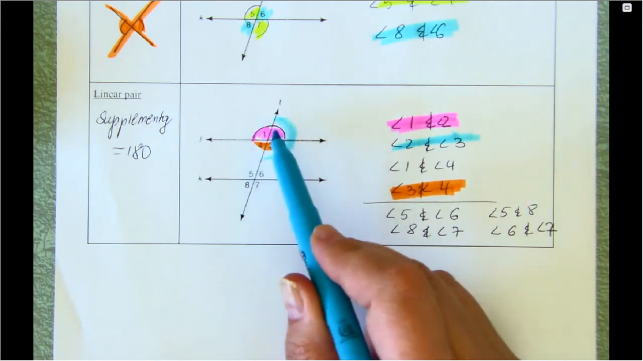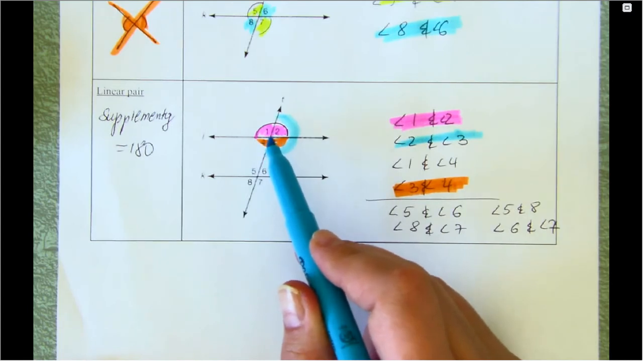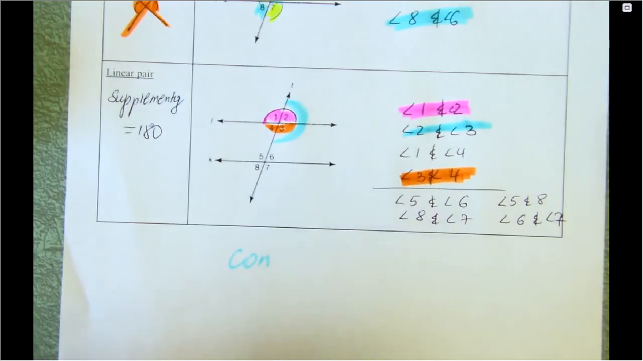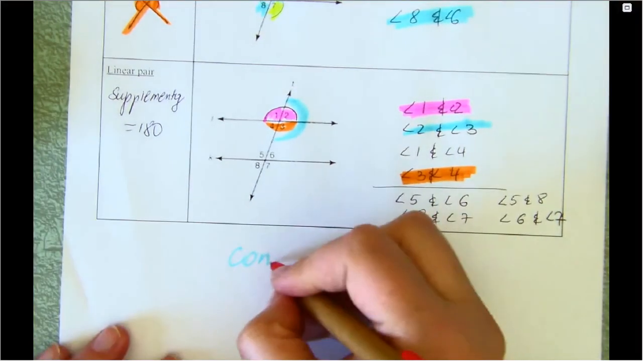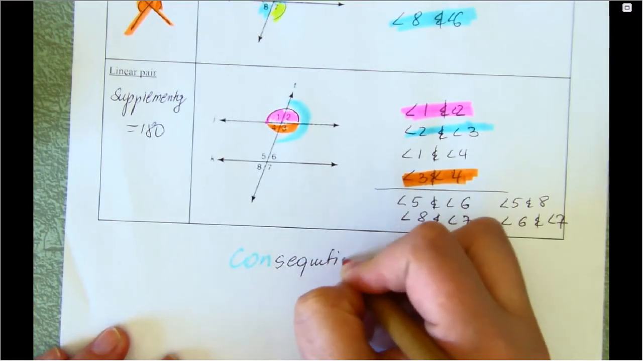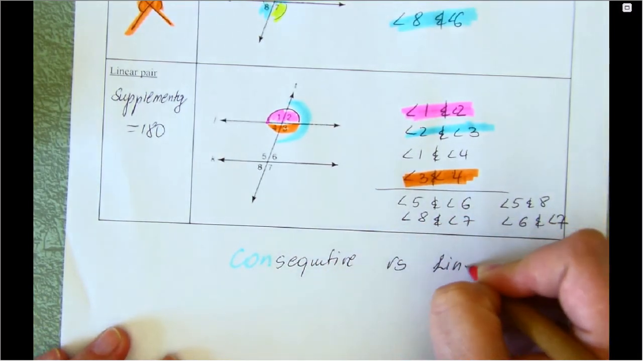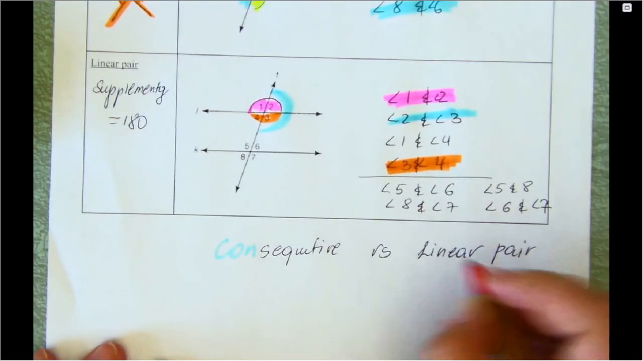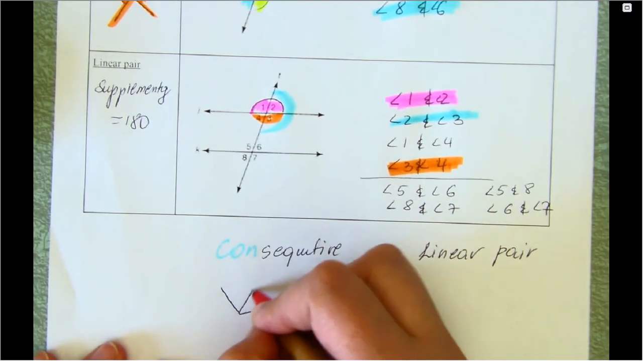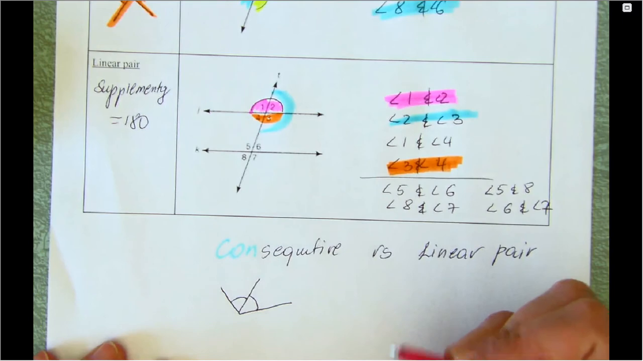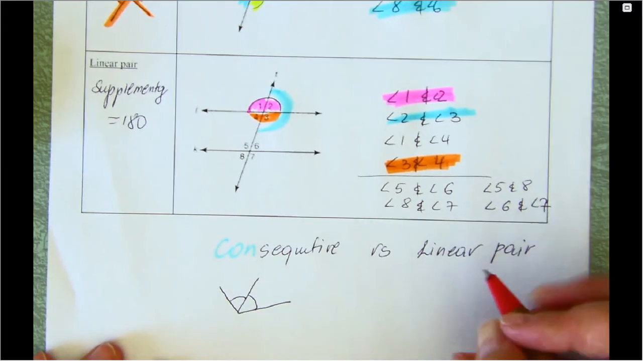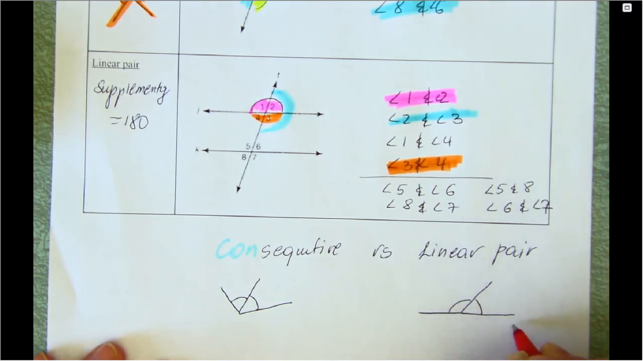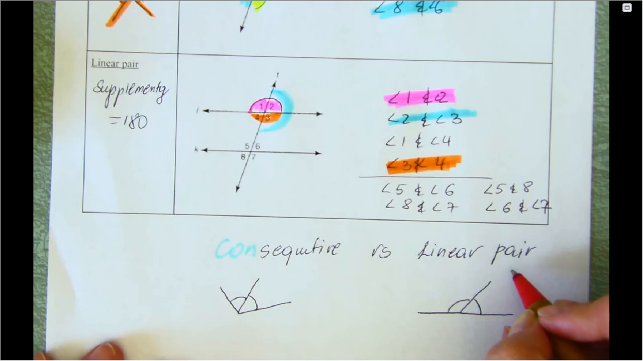Okay, so they have to be right next to each other, so they're like consecutive, but they have to form a line. Because what's the difference between consecutive and linear pair? This is more specific. Consecutive can be this. Those two angles are consecutive, but they're not necessarily forming a straight line. Those two angles are not only consecutive, but they also form a straight line. So a more accurate name for this is linear pair.